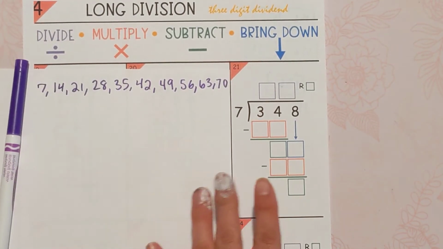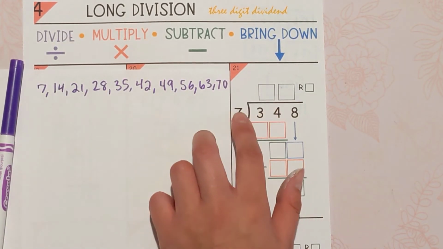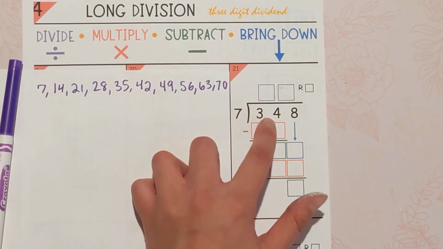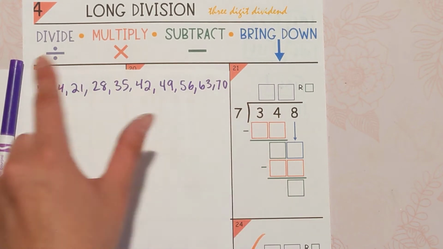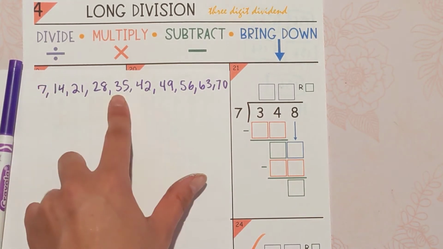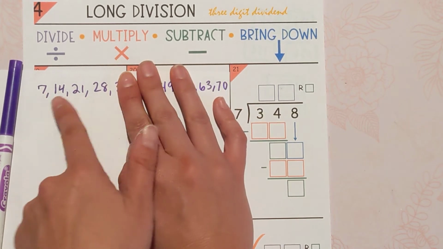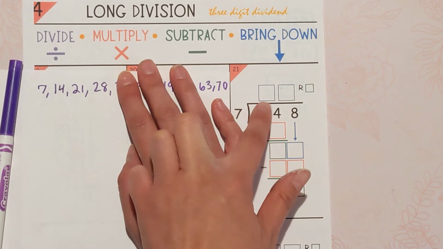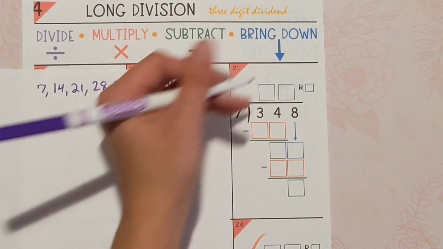All right, so we're going to start by dividing. We're going to do 34 divided by 7. So the question is, how many times can you multiply 7 to fit into 34? How many 7s fit into 34 without going over? So you're going to look at these and see the point where you go over and don't count that. So you can multiply 7 one, two, three, four times to fit into 34. We're going to put the 4 up top.